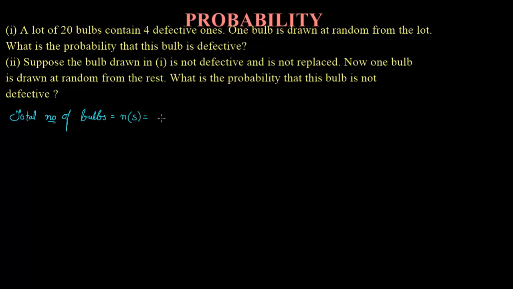How many are there? 20. Because they have said it clearly. Do not add this because this 4 is included under this 20. Okay, so do not add this and make it as 24. They have said clearly a lot of 20 bulbs contain 4 defective ones. So out of this 20, only 4 are defective.